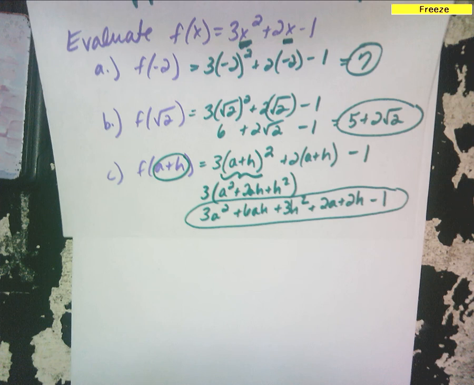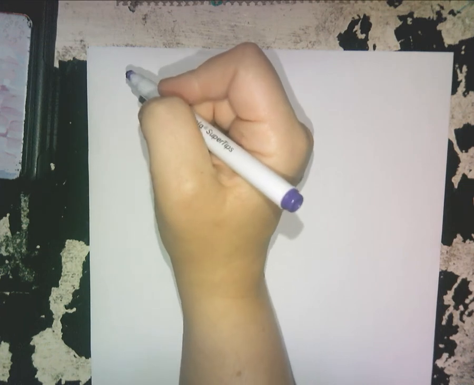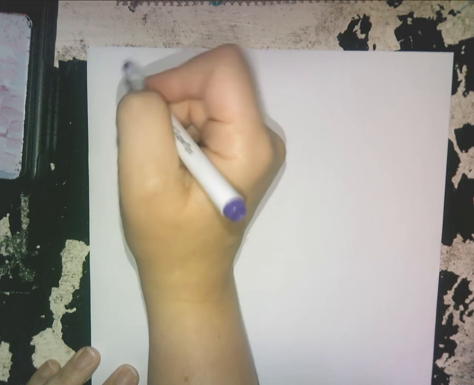Next one, domain and range, and then we got one more thing left. Zeros and intercepts. So this isn't too bad. And then I'm done. And then the rest of the time is yours, which will be us going to an odd assembly. Yay. So fun.